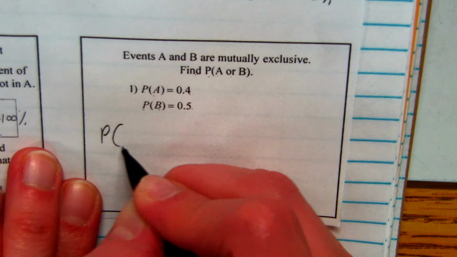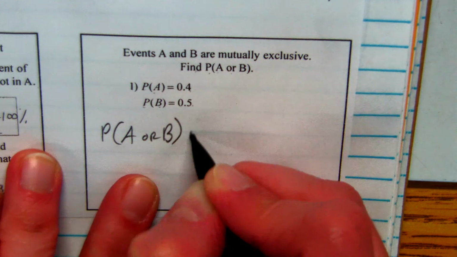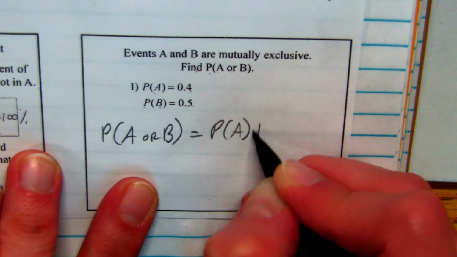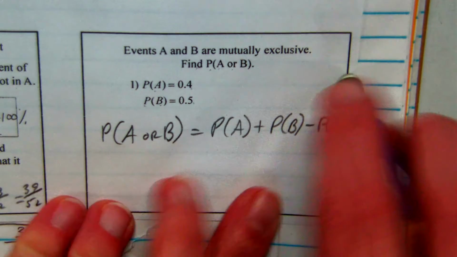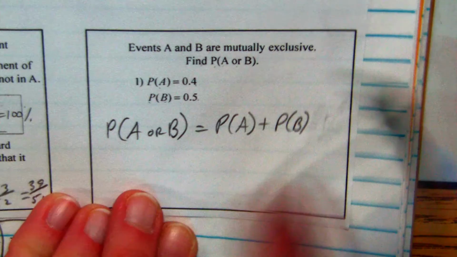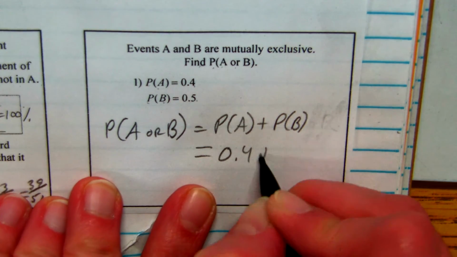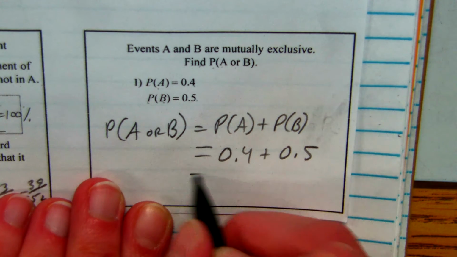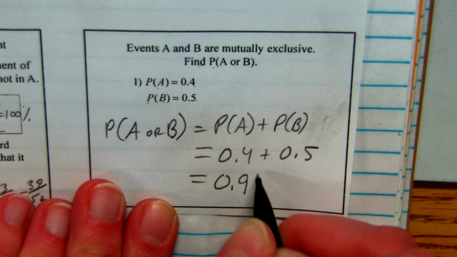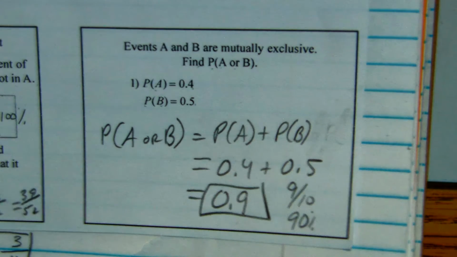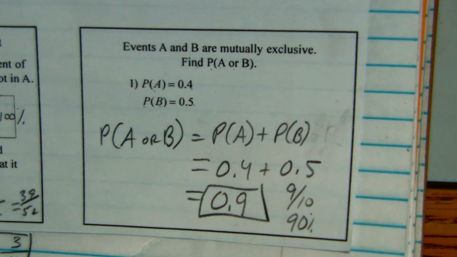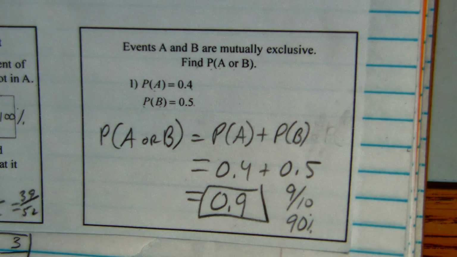And so the probability of finding A or B, you just use the formula. So we want the probability of A plus the probability of B minus the probability of A and B. Oh, they're mutually exclusive, so we don't have to do that part. So basically all I have to do is add 0.4 and 0.5 together to get 0.9, which you could also write as 9/10 or 90%. So a lot of this is just giving you another way to look at it, having you do more than one event at a time. It's not super complicated.